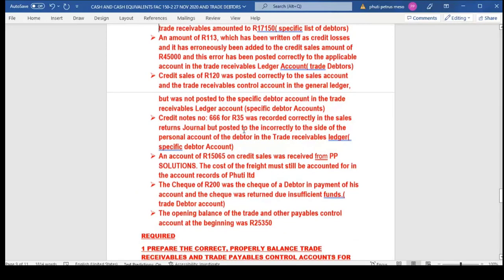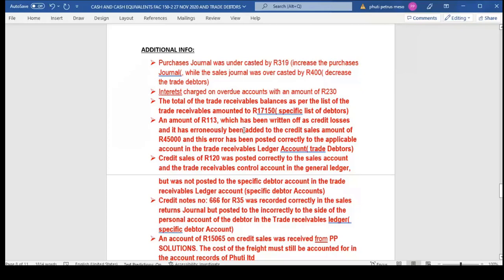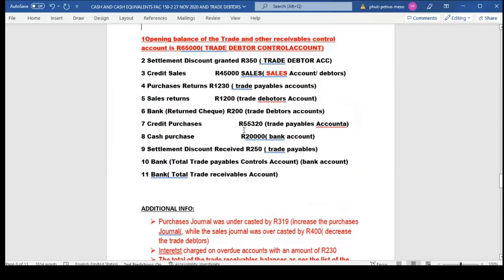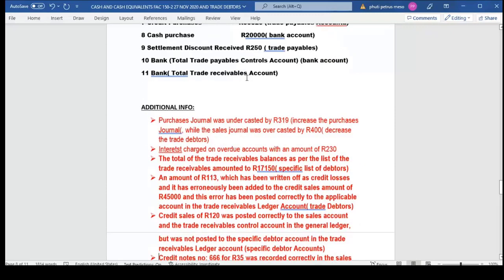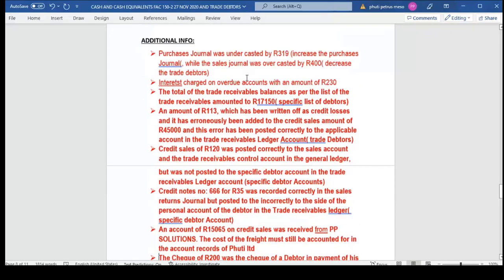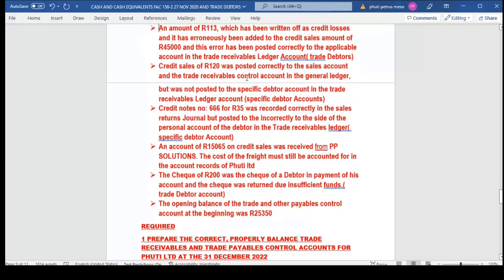But let's have a look at it. Oh, it's incorrect. It's supposed to be 45,000. Can you see that? I think I made a mistake there. But the opening balance of trade and other receivables control account is 65,000. So there in red, you said it is 65,000. I said, no, that's what I'm saying, I take the fall for it because I don't have that figure. It means I took the wrong amount in here.